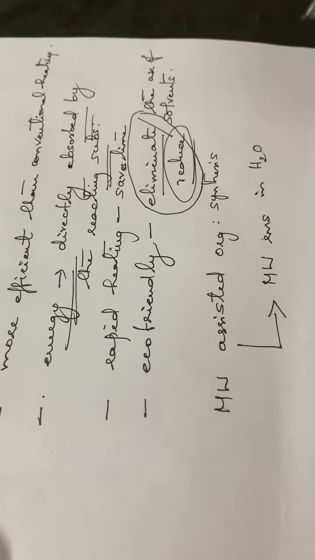So the first example given in your textbook is the hydrolysis of benzyl chloride. See here, benzyl means C6H5CH2Cl. If it is benzoyl, then it will be COCl. So C6H5CH2Cl is benzyl chloride. Hydrolysis means addition of water. Here we are using microwave assisted synthesis of benzyl alcohol, C6H5CH2OH. So here the Cl is replaced by an OH group.